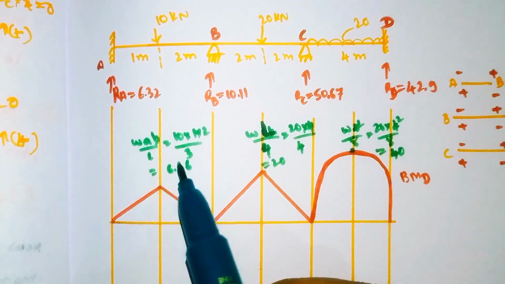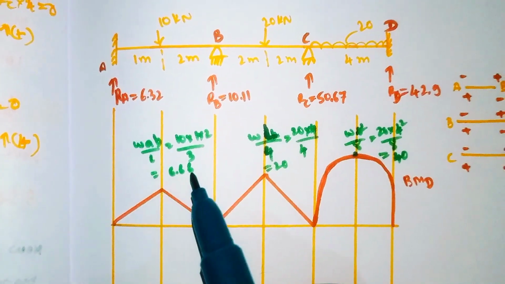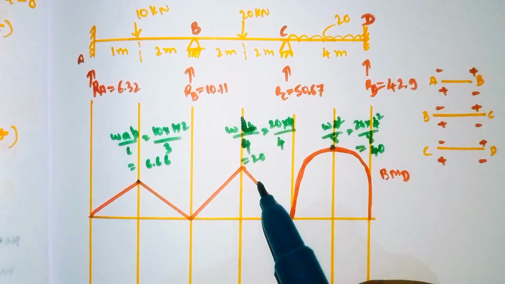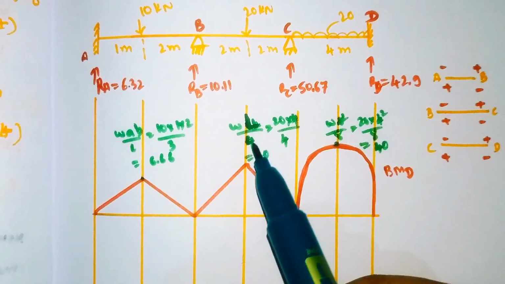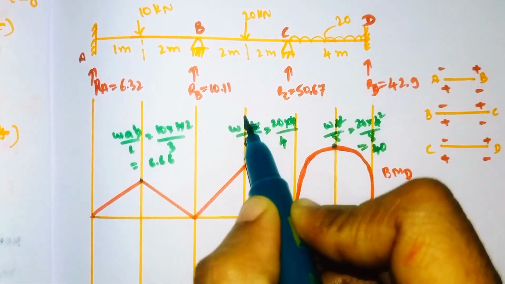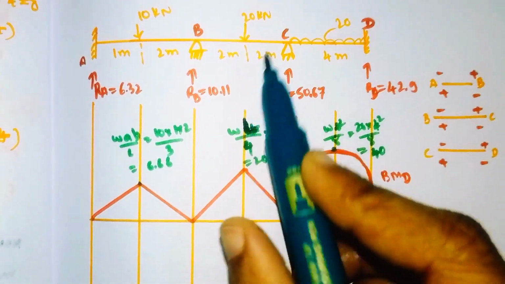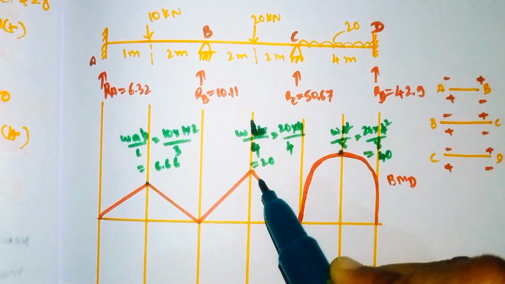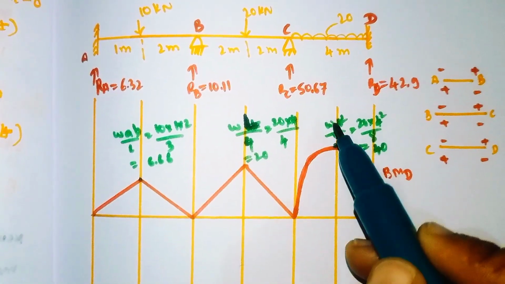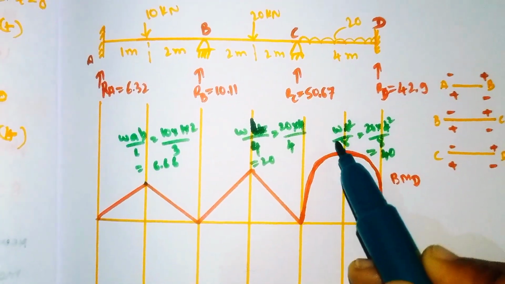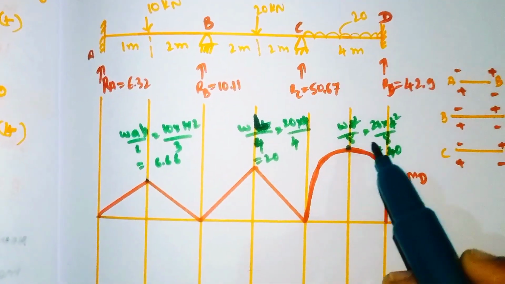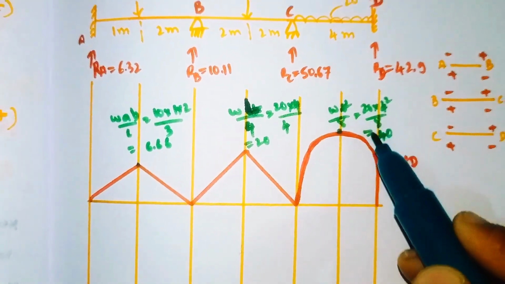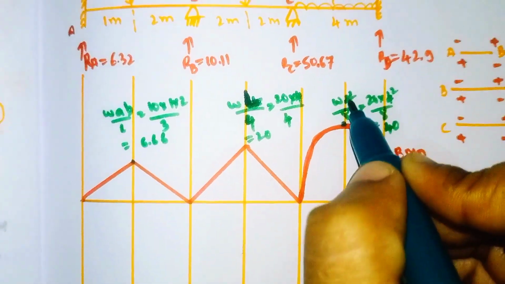Substitute all the values, and it will come out as 6.66, the maximum height. For the next one we have the formula WL divided by 4, where our load is 20 and L is 4, divided by 4. It will come out as 20. For the parabola, to find the maximum value, we have WL squared divided by 8. W is 20 and L is 4, divided by 8. Simplify, and it will come out as 40.